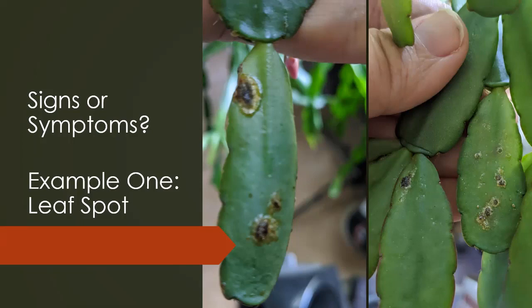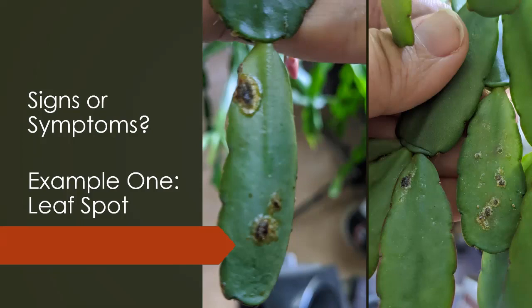So we talk about signs and symptoms, and I'm using a leaf spot on my Easter cactus here as an example. Are we looking at signs or symptoms here? What is a sign? What is a symptom? I'd say that's a symptom. Okay, it's discolored. That's a sign. It's a sign. Tara, why? Well, now you got me stumped.